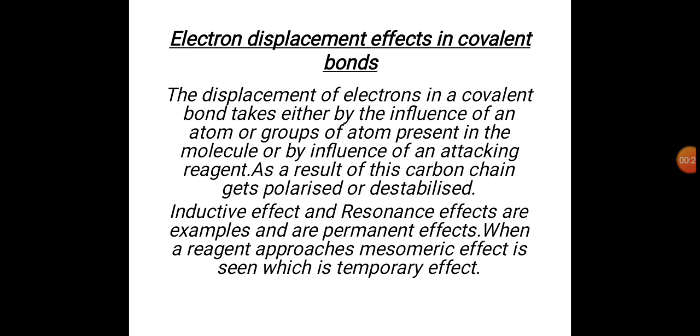As a result of this, the carbon chain gets polarized or destabilized. And as a result, we see four different types of effect. They are inductive effect, resonance effect, mesomeric effect, and hyperconjugation effect. Amongst these, inductive effect and resonance effect are examples of permanent effects, while the other two, that is mesomeric effect and hyperconjugation effect, are found to be temporary effects.